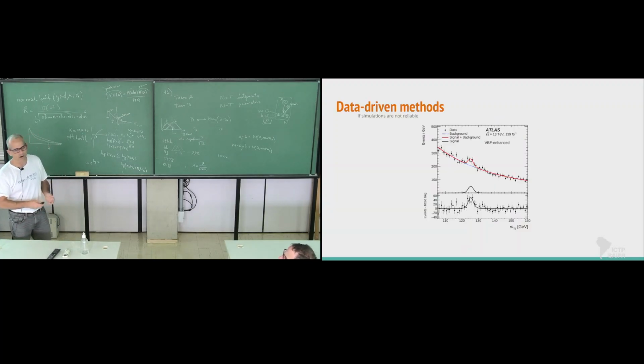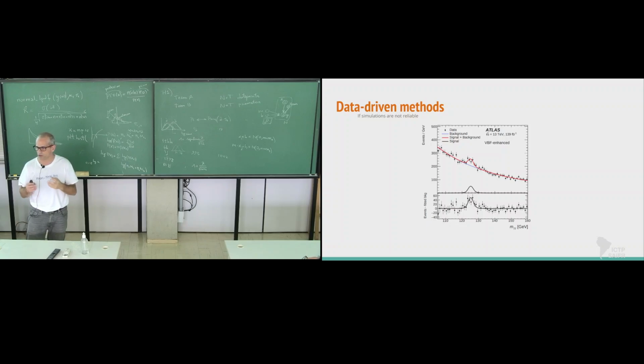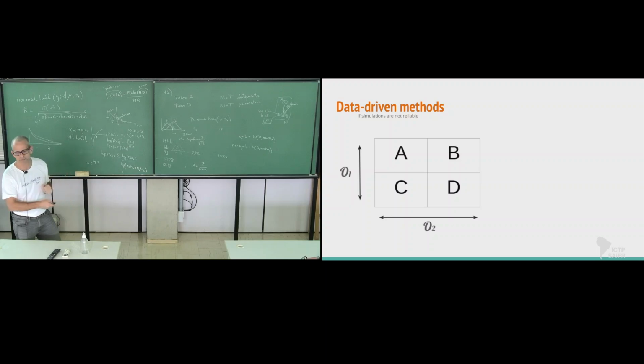ABCD method, okay. The data-driven methods are great, and they are very useful, and they have to do with not relying on a Monte Carlo simulation. Nobody would ever claim a discovery because your data is 5 sigma from your simulation. So these kinds of things like sideband fitting are very useful. And the other very useful one is the ABCD method.